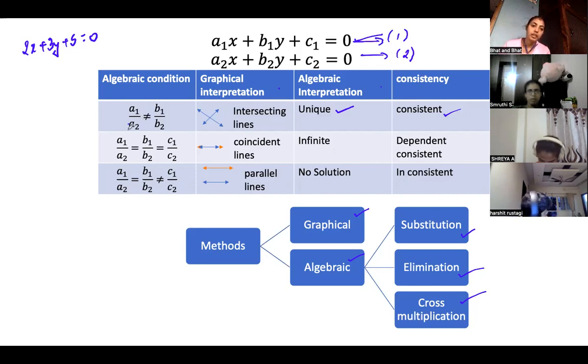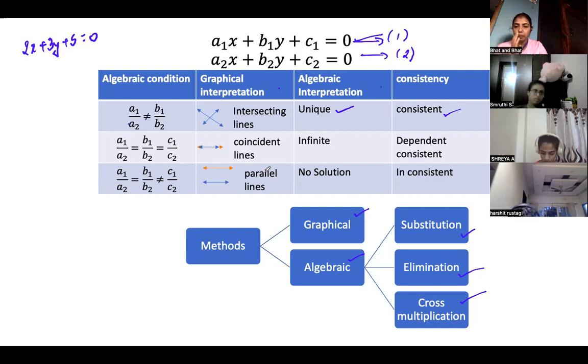Next, if a1 by a2 is equal to b1 by b2, but it is not equal to c1 by c2, then the lines you draw will be parallel lines. They will not intersect, nor will they coincide with each other. They will be parallel to each other. And they will not have any solution. Understood?